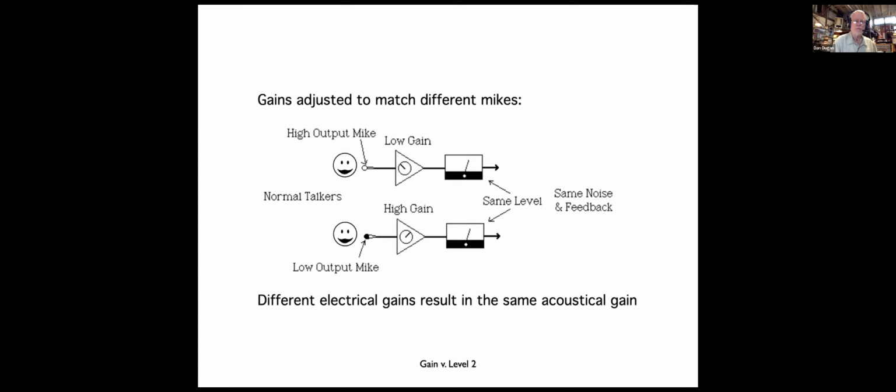Now here's another example. Say you have two talkers who are both normal, and you have a microphone which has a high output like a condenser microphone, and the other one has a low output microphone like a dynamic microphone. And so you would match those two different gains on the preamps to get the same level in your program. And in this case, the noise and feedback in the signals would be the same. Possibly on the one that's high gain, you might have a little preamp noise, but substantially the same. So here, different electrical gains result in the same acoustical gain.